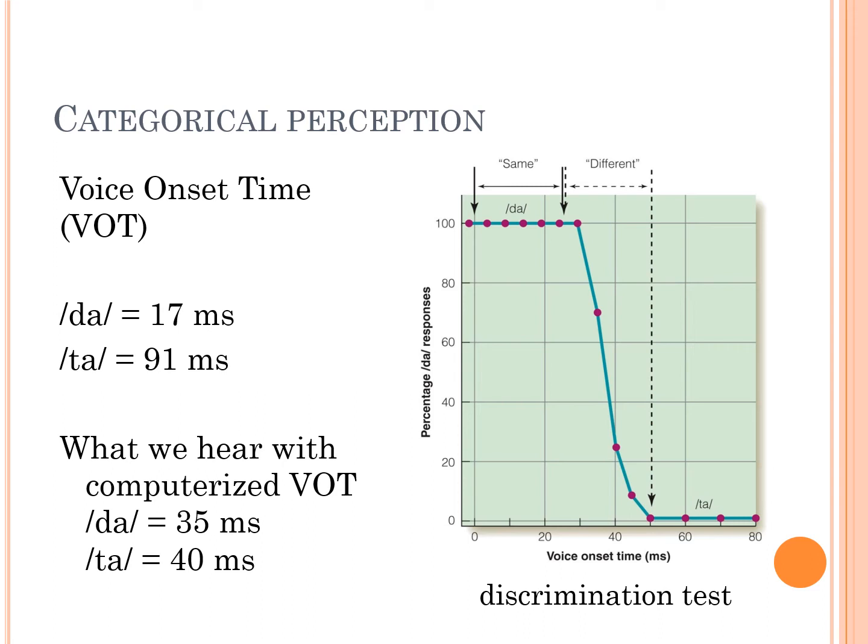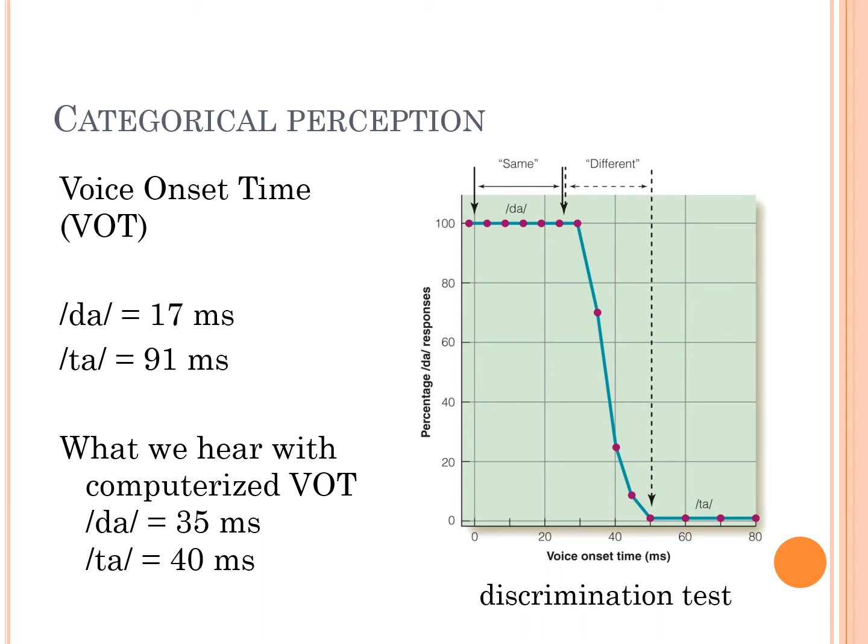So if we look at what people are perceiving, Imus and Corbett gave participants a computerized voice onset time for these sounds, where they controlled and manipulated voice onset time to be at 0 milliseconds, 5, 10, 15, 20, 25, 30, 35, 40, 45, 50, 55, 60, 65, 70, 75, 80. Okay, so all of those different times in milliseconds that the voicing starts. And again, this was controlled by computer.